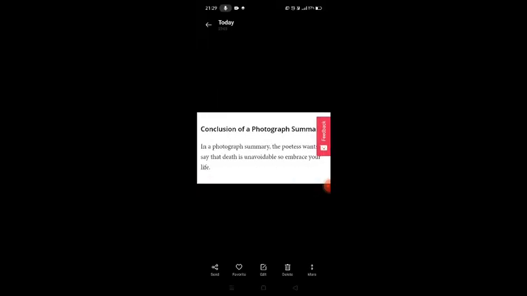So, the conclusion of the summary of A Photograph. In the summary, the poetess wants to say that death is unavoidable, so embrace your life. So this was the summary of the poem, A Photograph.